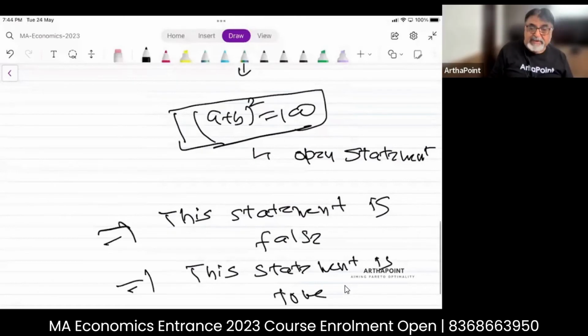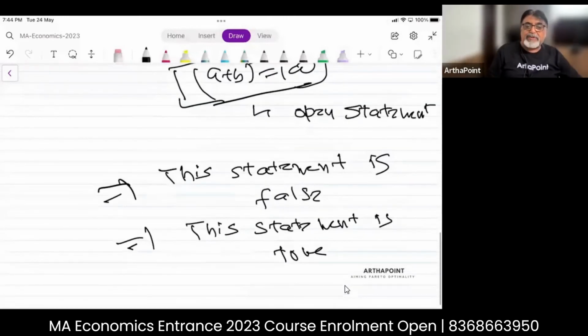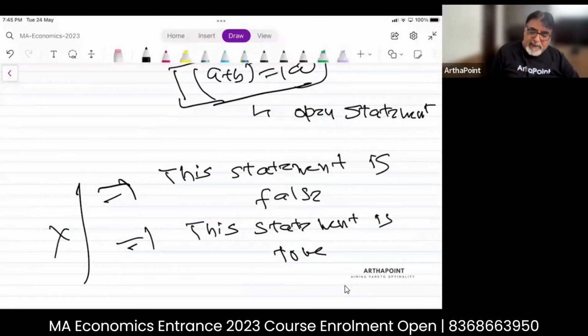I have written two statements here. This statement is false and this statement is true. What about these statements? Are they a proposition? They are not proposition again, because we do not know what is the statement. We are just declaring that the statement is false without knowing the statement. So both statements are open statements. So these are not propositions again, right?